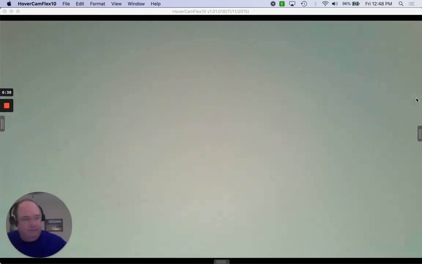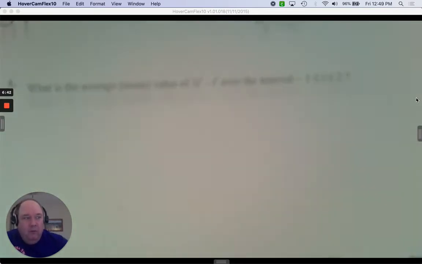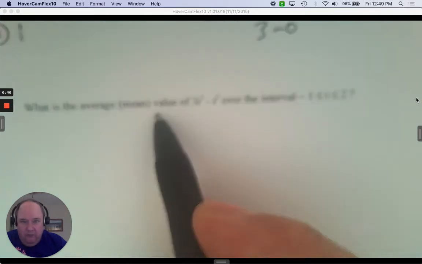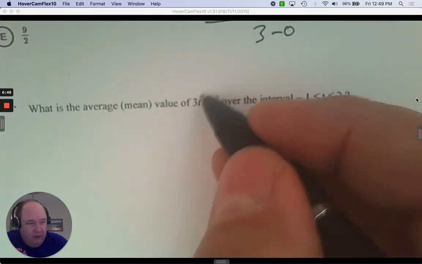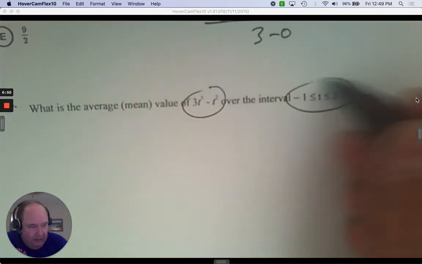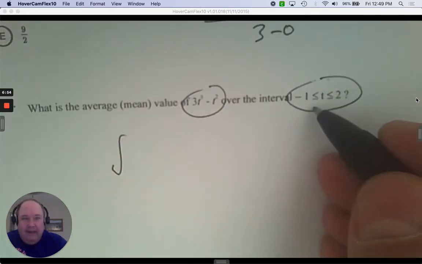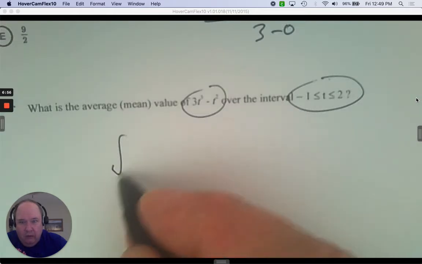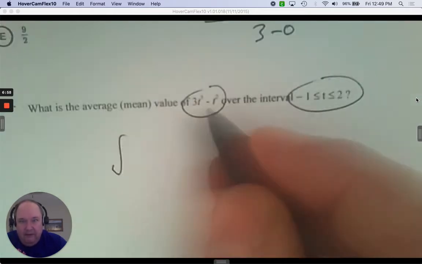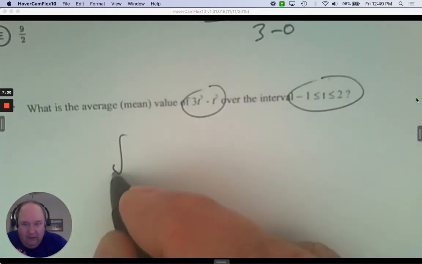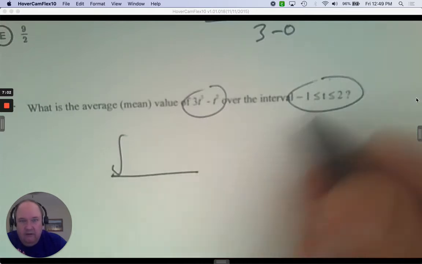Number 4. Oh, it's right here. Number 4, what is the average value, same question, average value of this over that interval? So it's all given for you. You integrate. What am I going to integrate from? Can you put in the lower limit to the upper limit? What's the function? And then you divide by the difference.